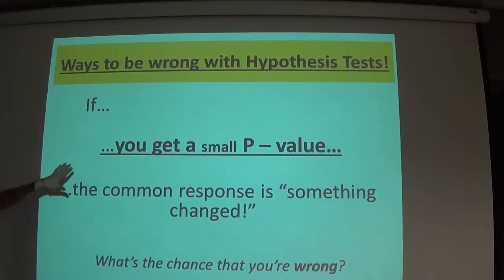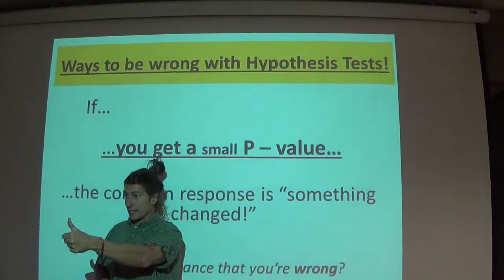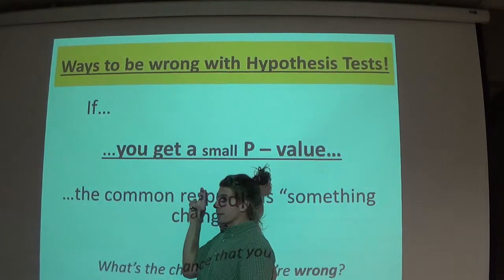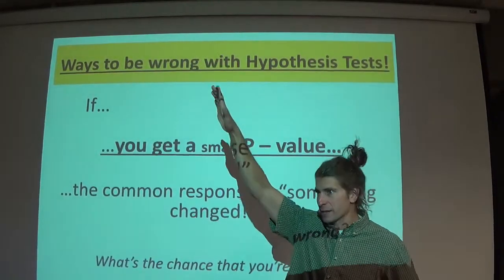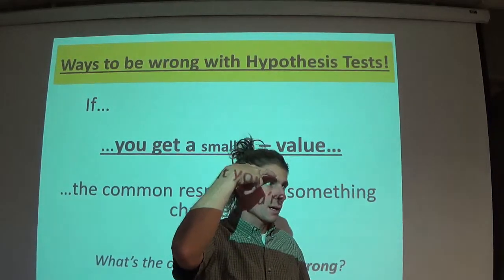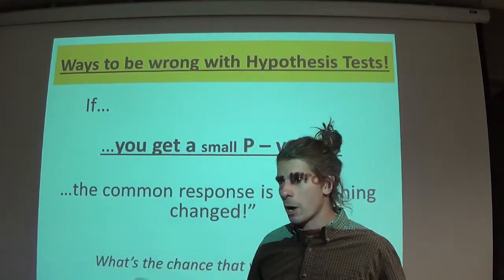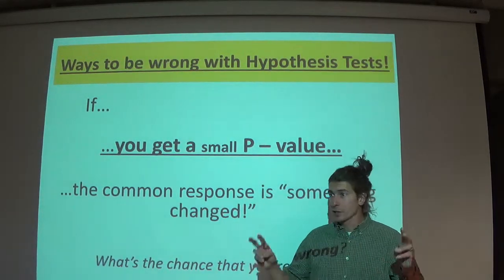Perfect. Here's the deal. This is one of two things that can happen in a hypothesis test. You can get a small p-value, or you can get a big p-value. Please define small. You're thinking definitions, all about definitions in statistics, right? Tell me what small means. Under 5%. That's what small is defined as in here.